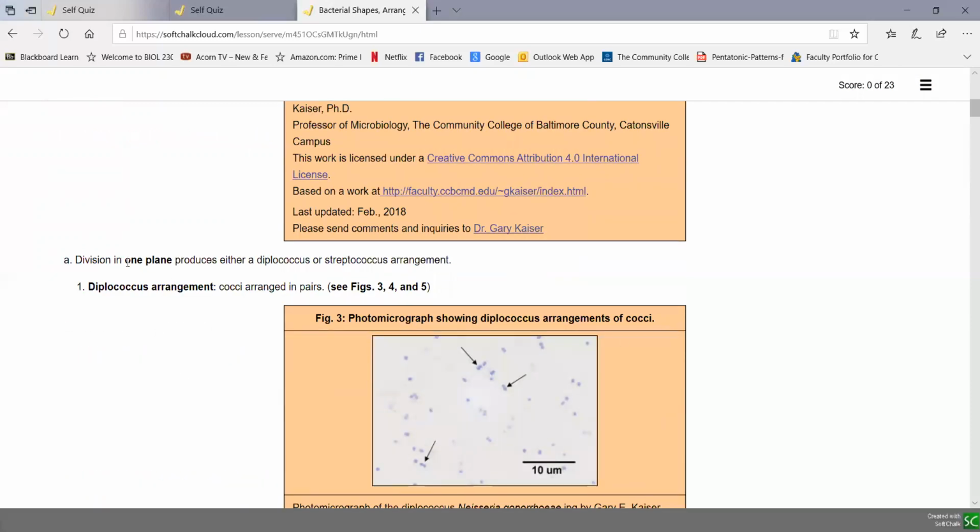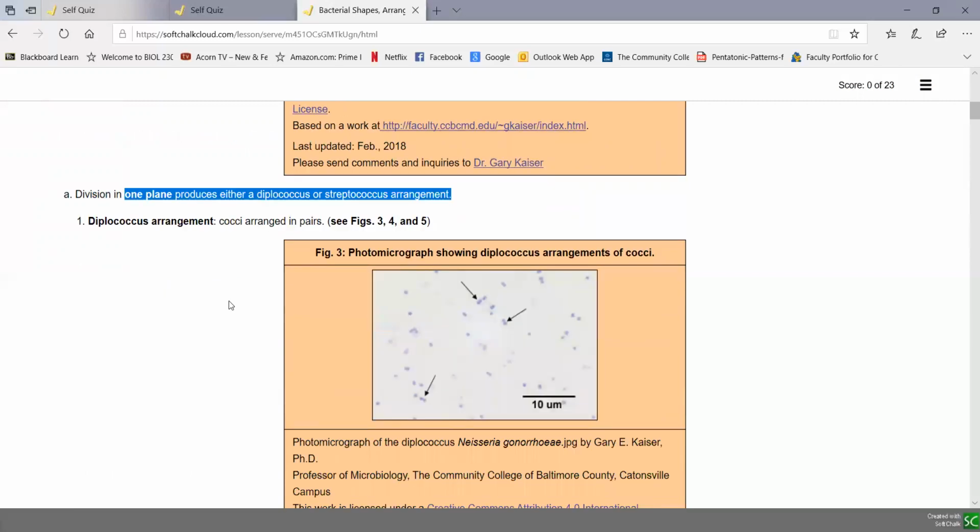If the cocci divide in one plane, like cutting a ball in half, that's going to produce either a Diplococcus or a Streptococcus arrangement, depending on how many bacteria remain attached. So Diplococcus, diplo means two, these are cocci arranged in pairs. In figure 3, we see a photomicrograph of Neisseria gonorrhoeae, which is a Diplococcus. So you see pairs of cocci there. Now you also see single ones because when you make the slide, some of them do break apart. But the predominant arrangement there is Diplococcus.